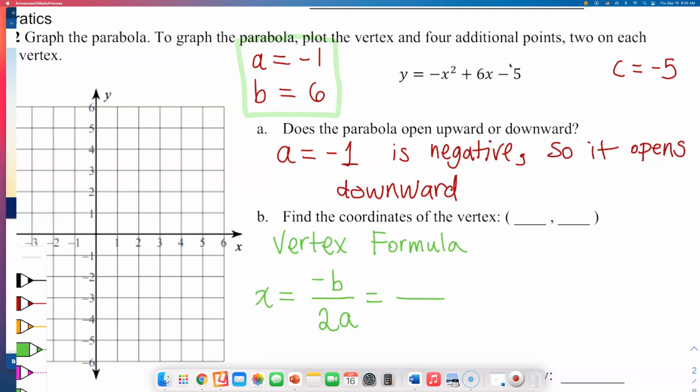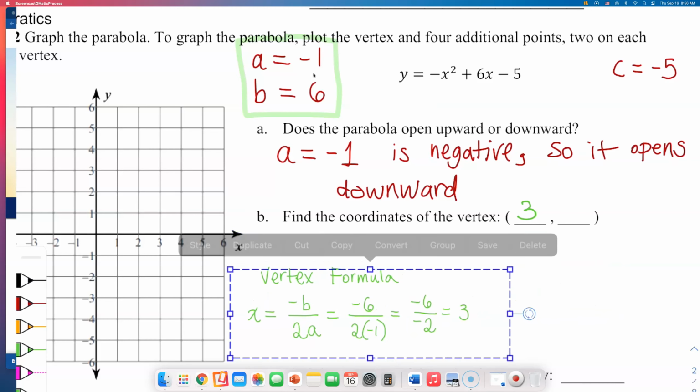So on top of the fraction, I need to do -b. Because b is +6, negative of +6 is just -6, right? Now in the bottom of the fraction, I have to do 2 times a. 2 times a is -1. All right, I'm going to go ahead and evaluate what this is. I will have -6 divided by -2, and negative divided by negative is positive. So what we just found is the x coordinate of the vertex, right? Now, I need to find the y coordinate of the vertex.